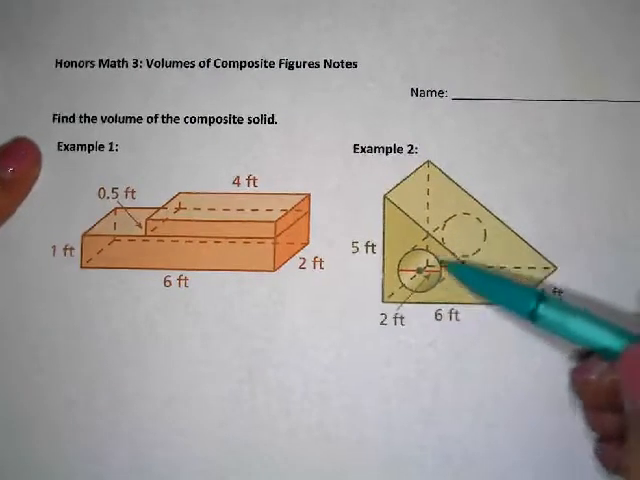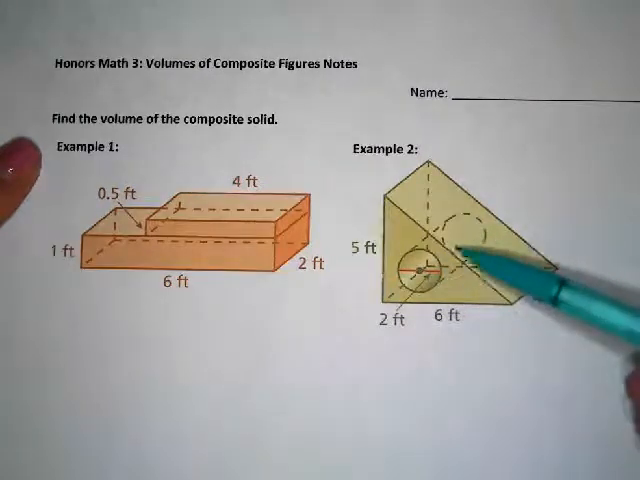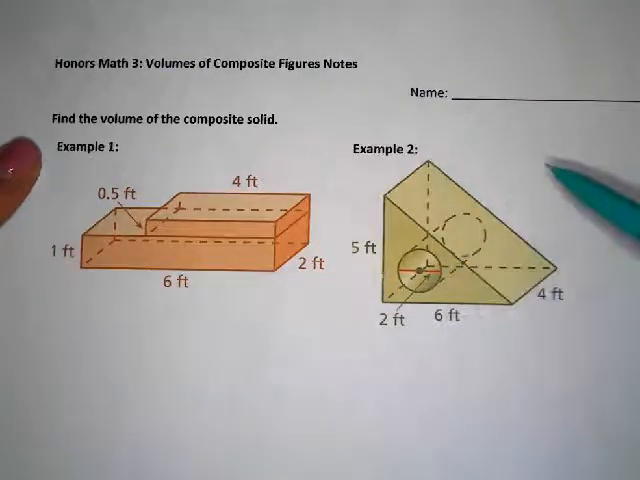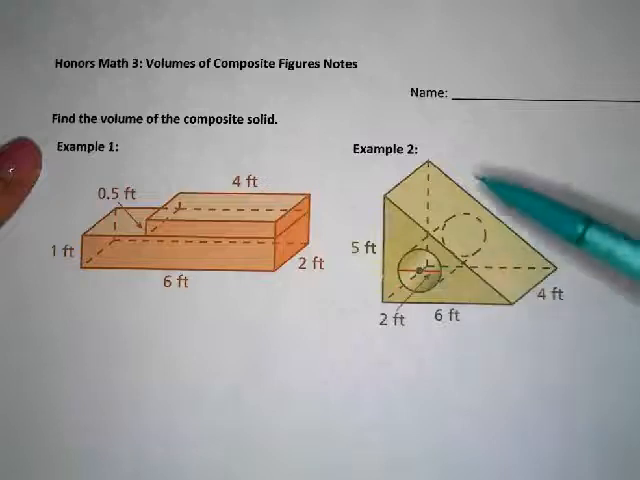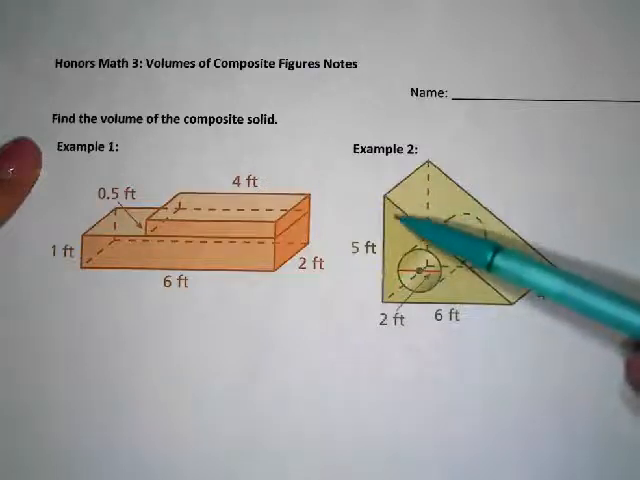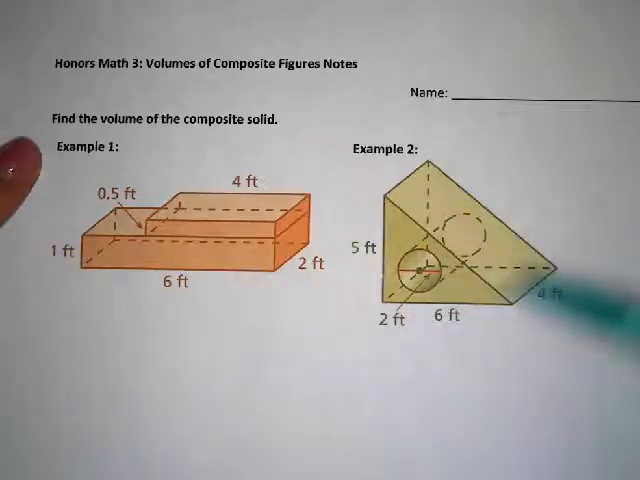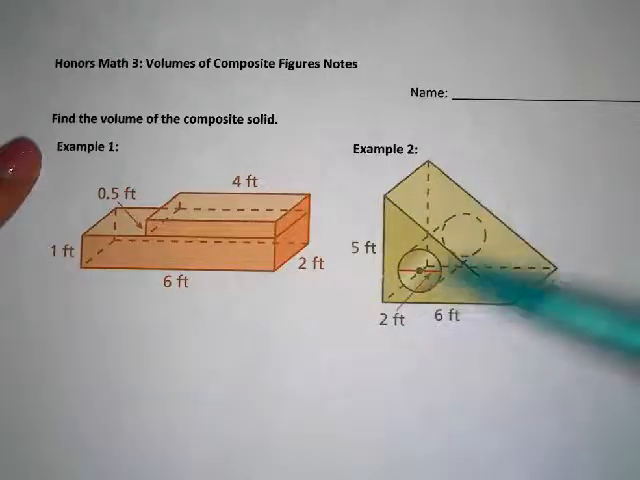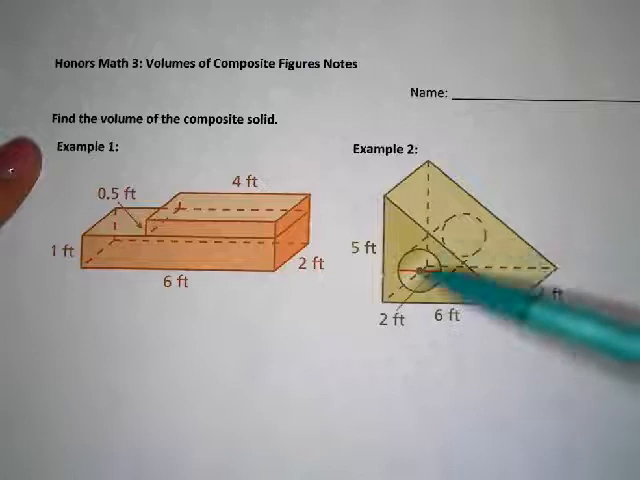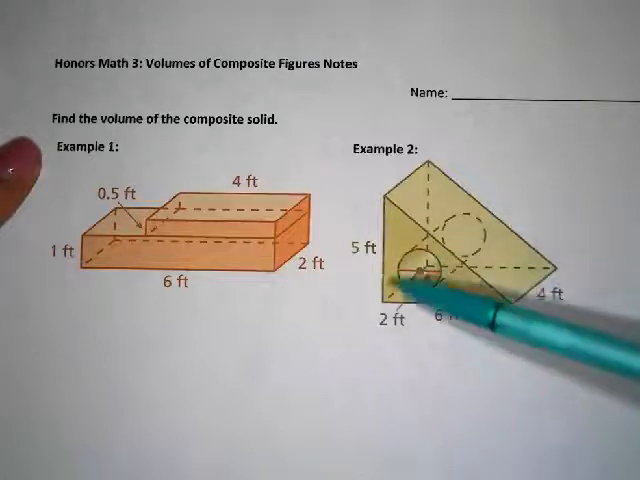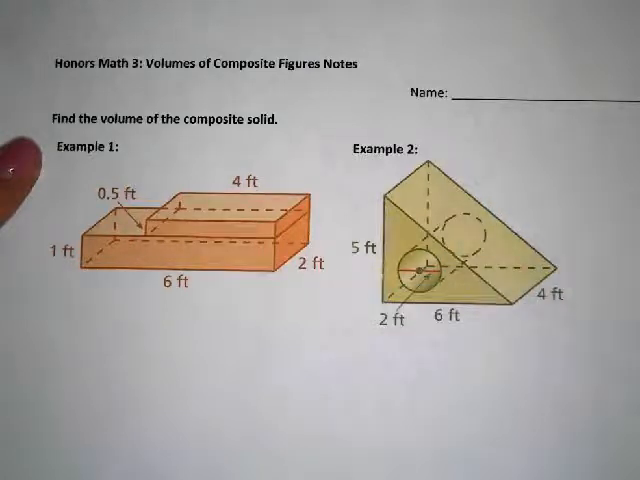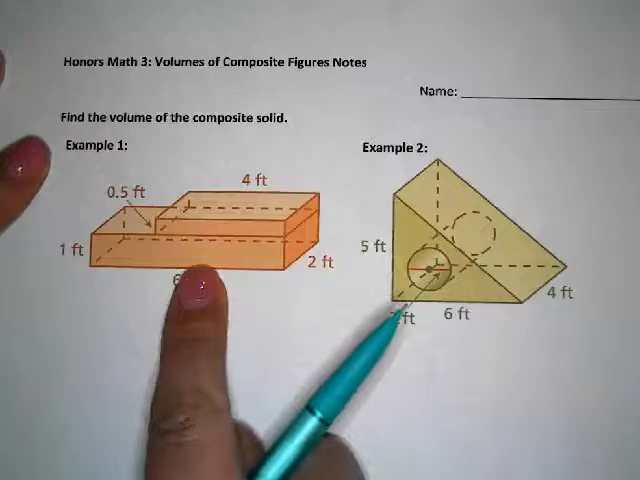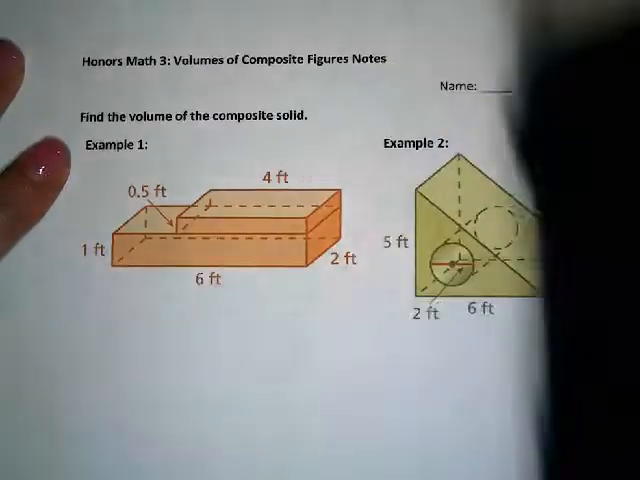I don't know if you can really tell in the second example, but instead of two shapes being added together, we're going to be separating two shapes, because we have the triangular prism that is like the whole shape, and then it's kind of like they drilled a cylinder through it, so there's a hollow spot in it that we'll be subtracting, that we'll be taking out. So let's go ahead and get started with the first example.